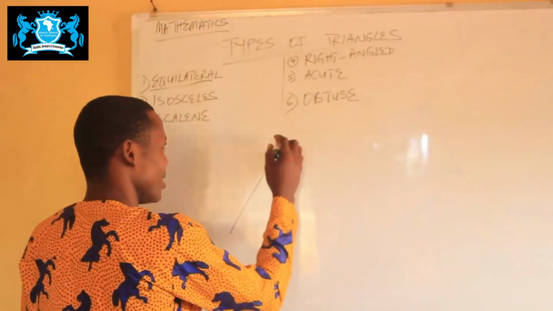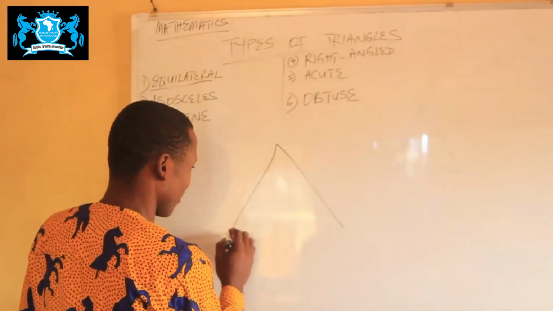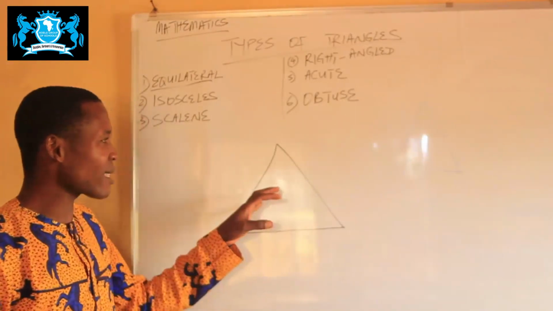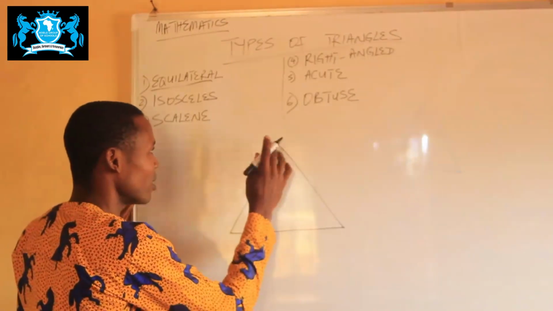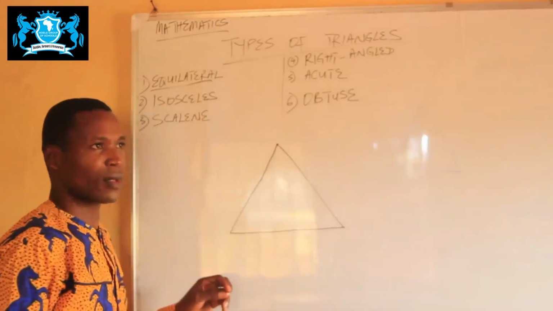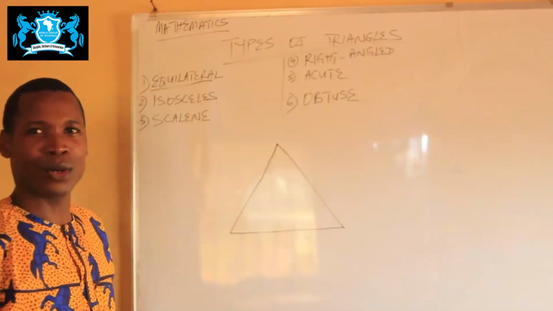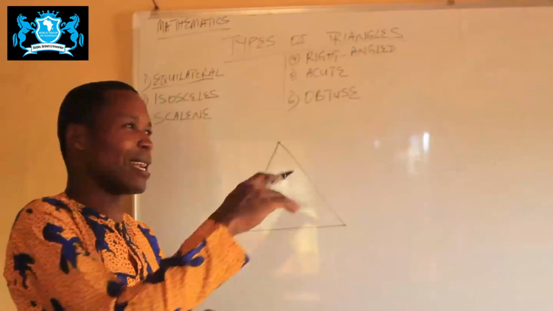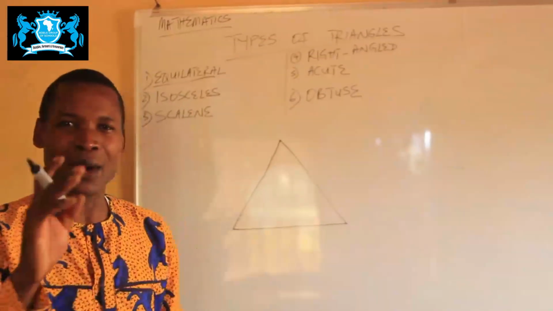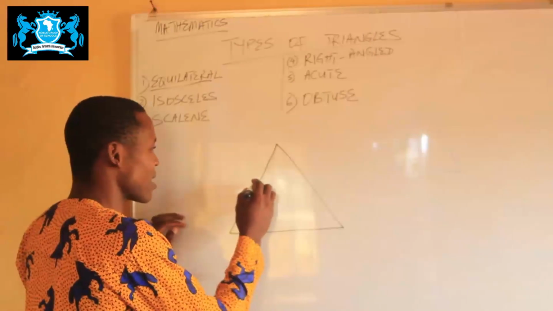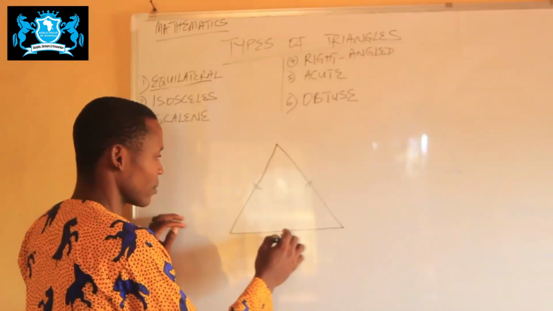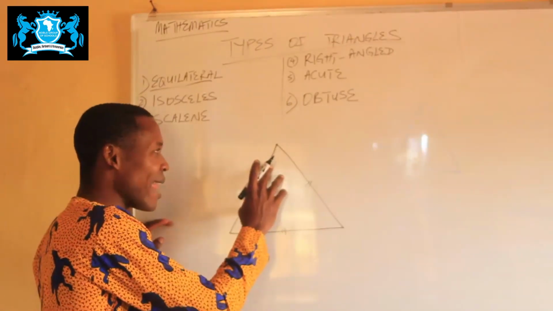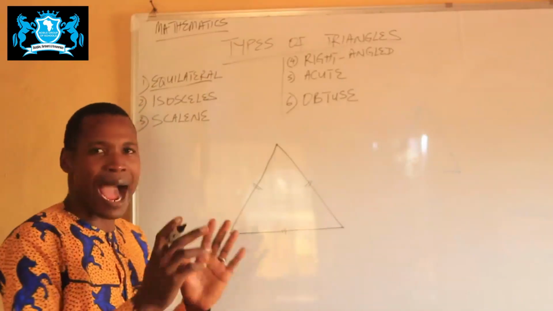Don't mind my drawing, it may not be so equal. This is an equilateral triangle. It is called equilateral because it comes from the word equal. When we say equal, it means that all the sides of an equilateral triangle are equal. This is the way it is depicted. These lines show that the line here and the line here and the line here are all equal.